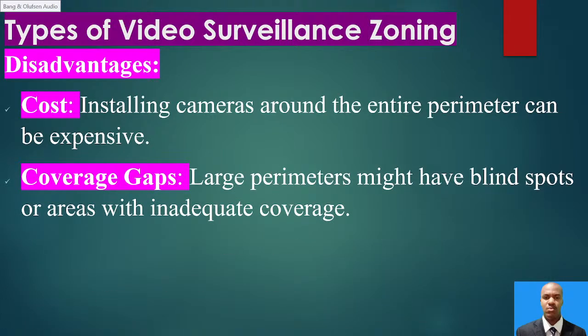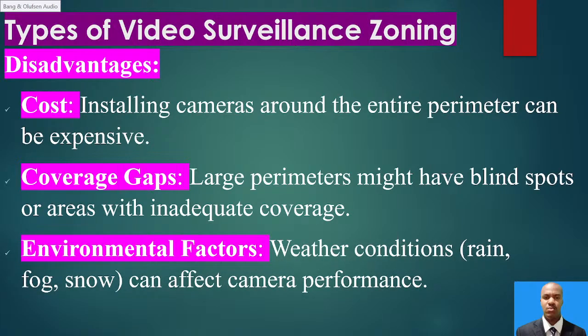Then two, we have coverage gaps. A large perimeter might have blind spots or areas with inadequate coverage. That means the angle of coverage is not covered. That simply means not all the points are being covered. So you may have blind spots, and with these blind spots, they may become areas or points where security breaches mainly occur.